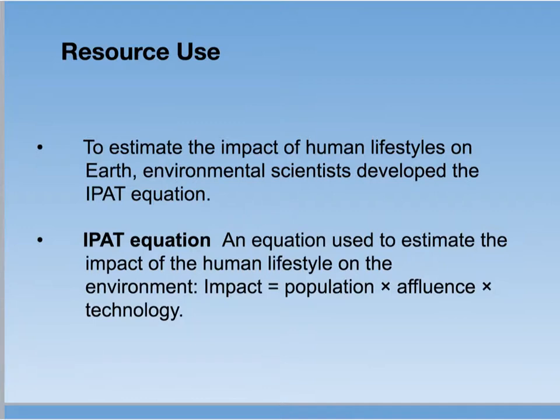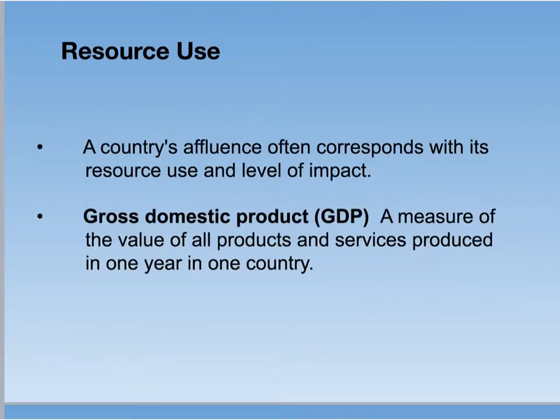the equation when some people consume large amounts of things and some people consume basically negative amounts of things. But although it's written like a mathematical equation, the IPAT equation is basically a conceptual representation. It's these three major factors that influence environmental impact. A country's affluence is often corresponded with its level of impact. And affluence gauges the country's wealth and its potential to impact the environment.